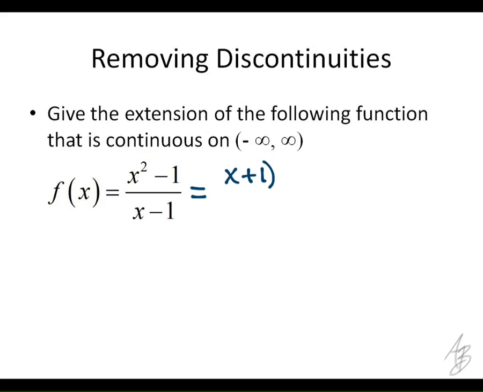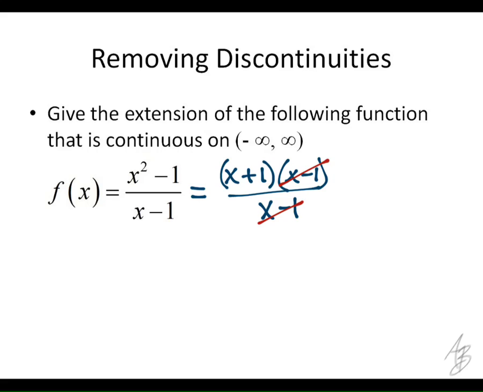So we know that this function is the same as x plus 1 times x minus 1 over x minus 1. And if we were to cancel this out, we would be getting rid of a discontinuity at x equals 1. So the function itself has a hole at x equals 1. So if we wanted to make it continuous there, what could we do? How could we rewrite this?